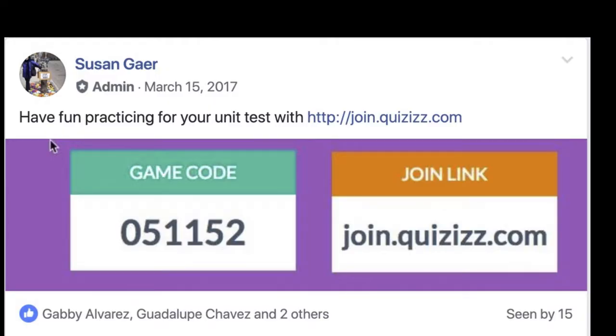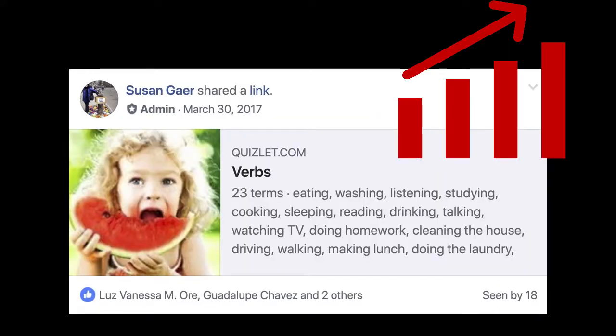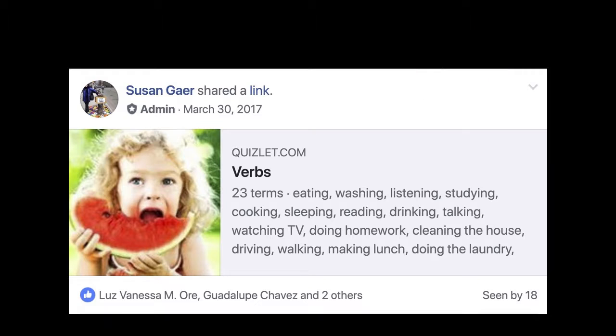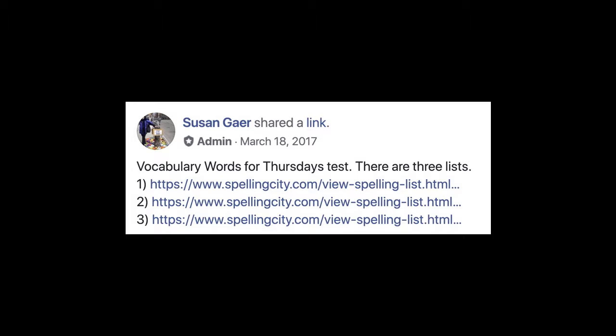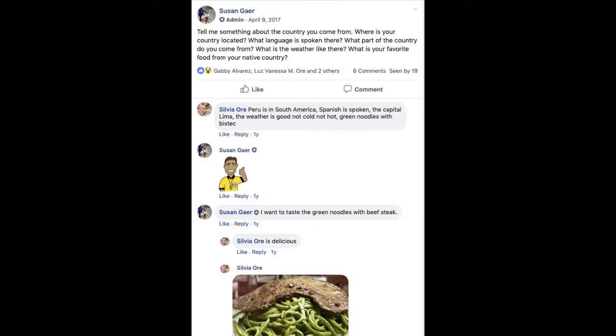I used quizzes to pre-assess students before class, to practice for the unit test, and to compete against each other. Around the end of March, my average number of students accessing the Facebook group increased to 19. I posted regularly with polls, quizzes, games, other games like Kahoot, online dictation, spelling with Quizlets, and Spelling City. By April, I had an average of 21 students using the group.